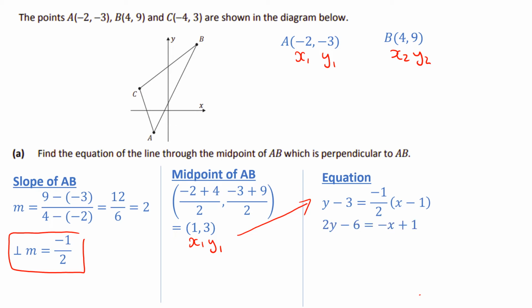And then bring the 2 across to multiply it. I get 2y minus 6 equals minus x plus 1. And then simplifying that equation, I get x plus 2y equals 7. And that will be accepted in any form because they didn't specify what form they wanted it. So 2y equals minus x plus 7, that's absolutely perfect. You could have x plus 2y minus 7 equals 0. They're all options for presenting that answer.